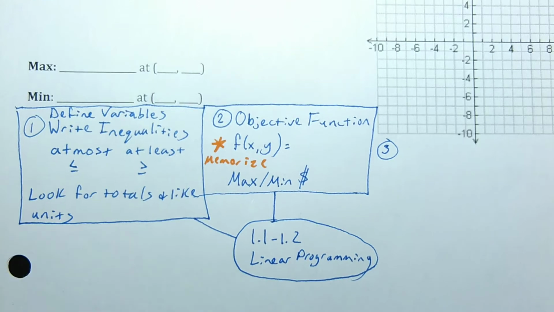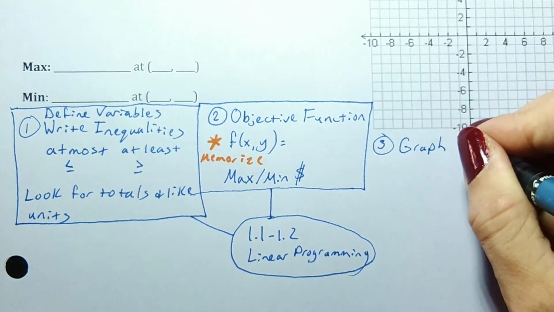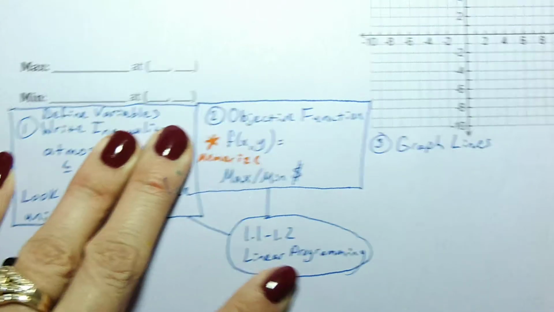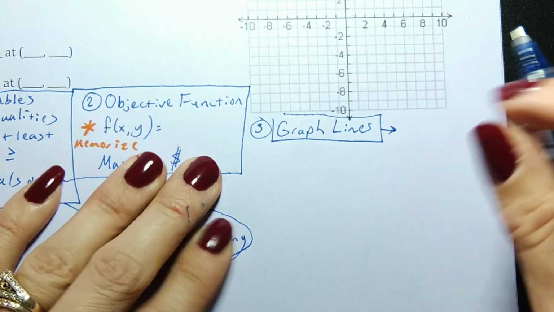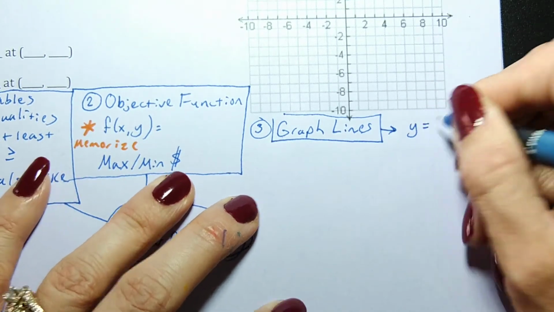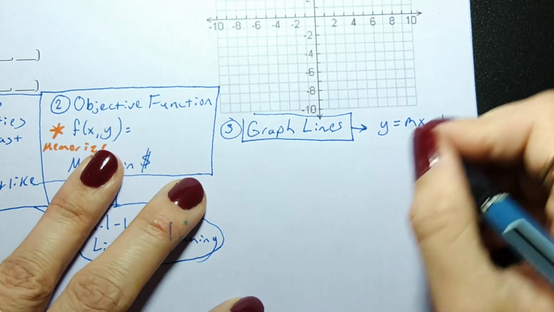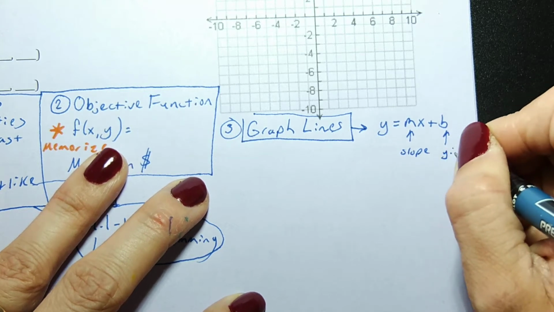Number 3, after we have defined our variables, written our inequalities, and written our objective function, next we are going to graph the lines. Now, to graph those lines, there are 2 different formats that our equations can be in. They can be in slope-intercept form, or they can be in standard form. So slope-intercept form is the one we are a bit more used to, the one we've used in the most recent chapter with finding the intersection of a line and a quadratic. So y equals mx plus b, where m is our slope, and b is our y-intercept.